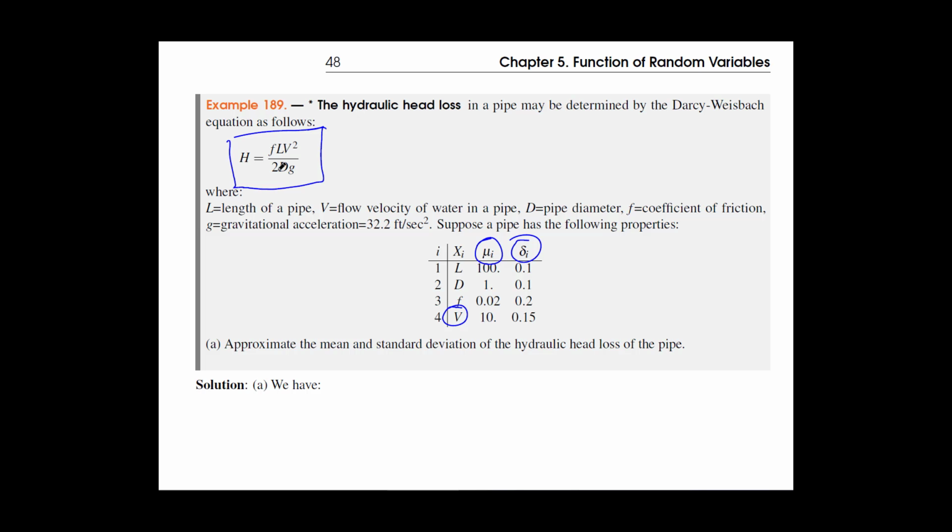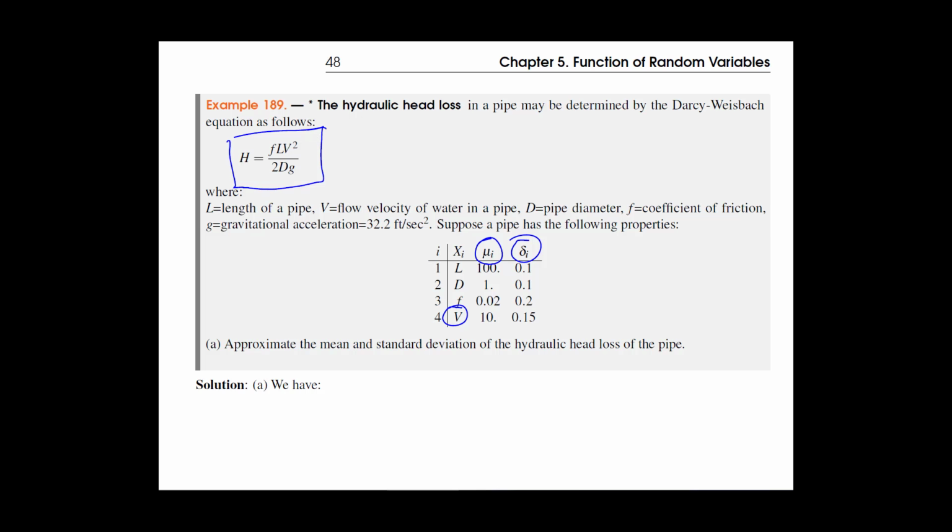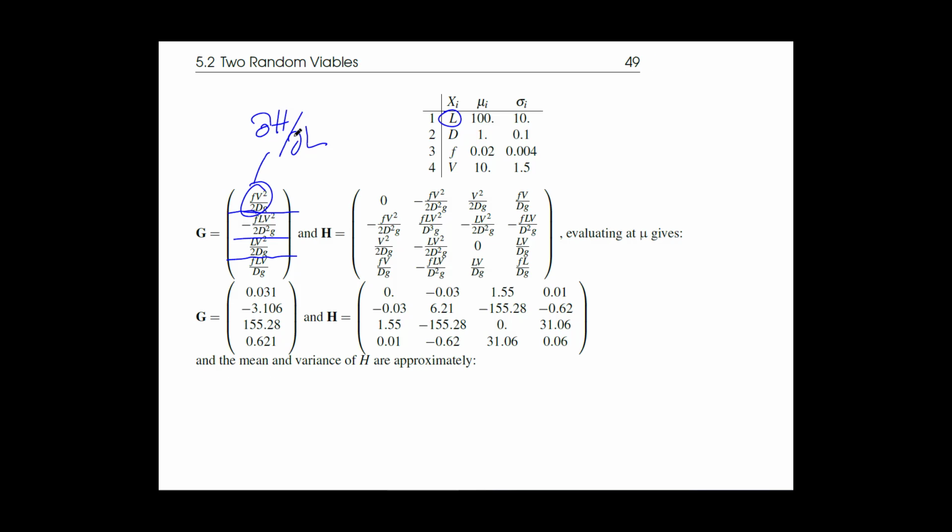Anyway, with this function h we're going to take derivatives. The first term is the derivative of the function h, not the Hessian, with respect to the first random variable, which is L. So dh dl. L is in the numerator, so it disappears when you take derivatives, and so on and so forth. The second term is dh dd, the third dh df, the fourth dh dv. That's the gradient. We haven't evaluated yet, so that's why we have formulas.